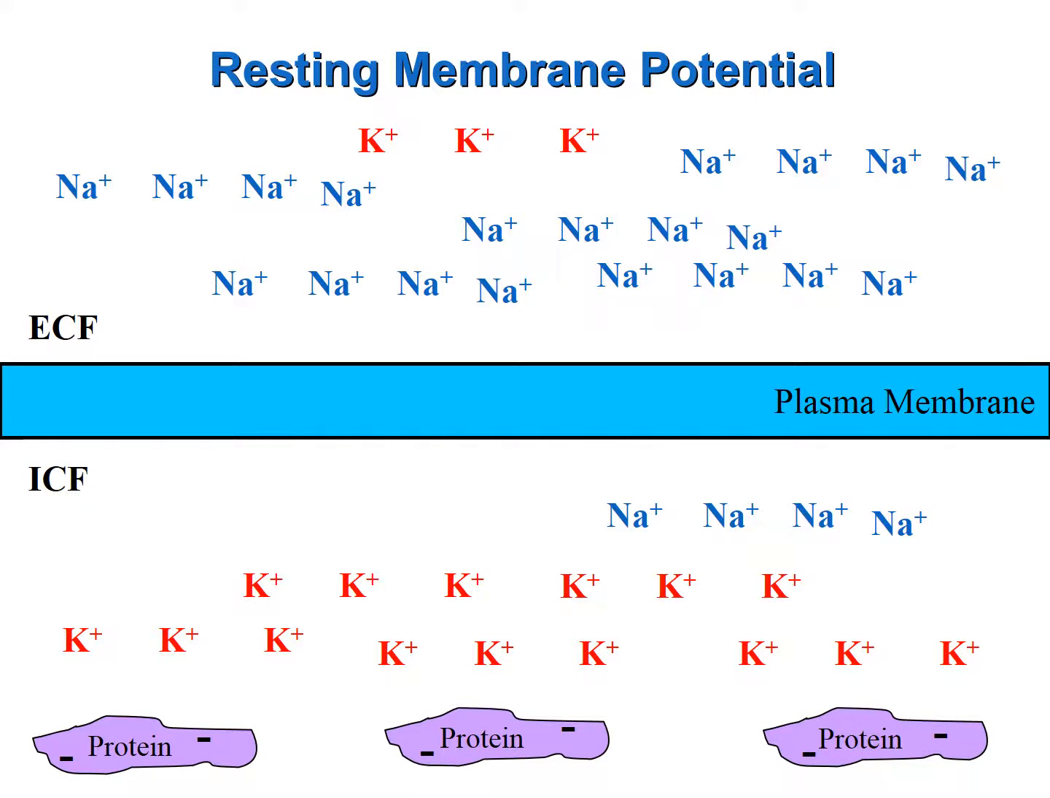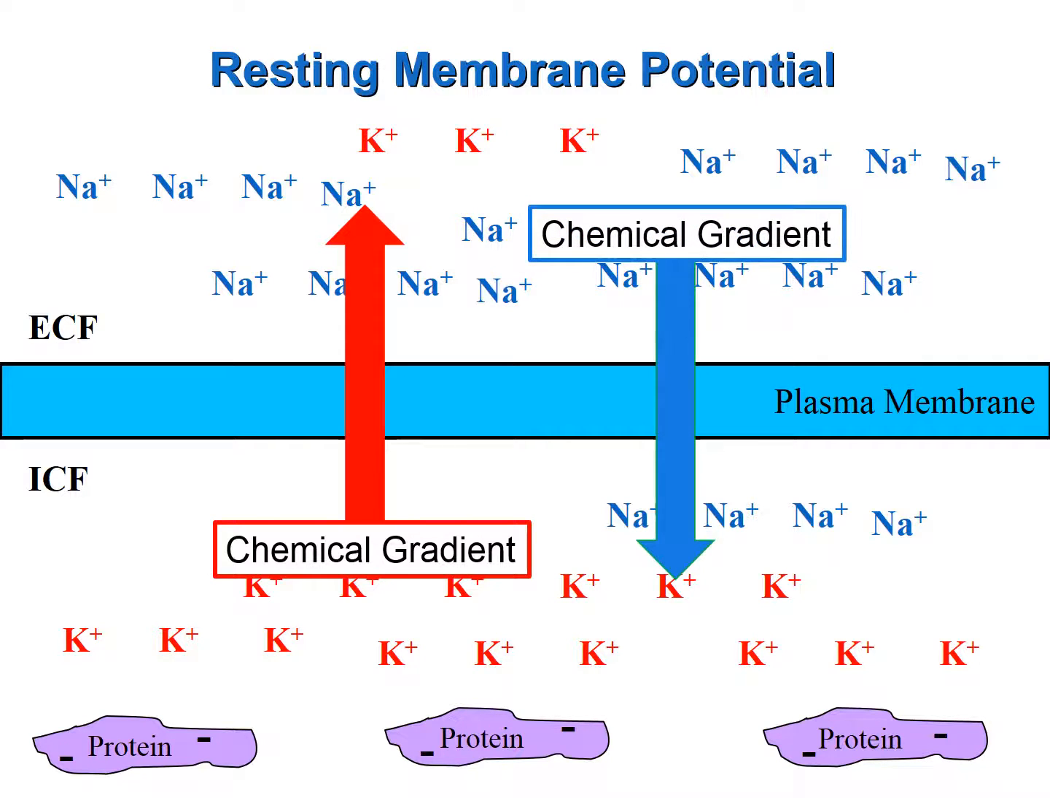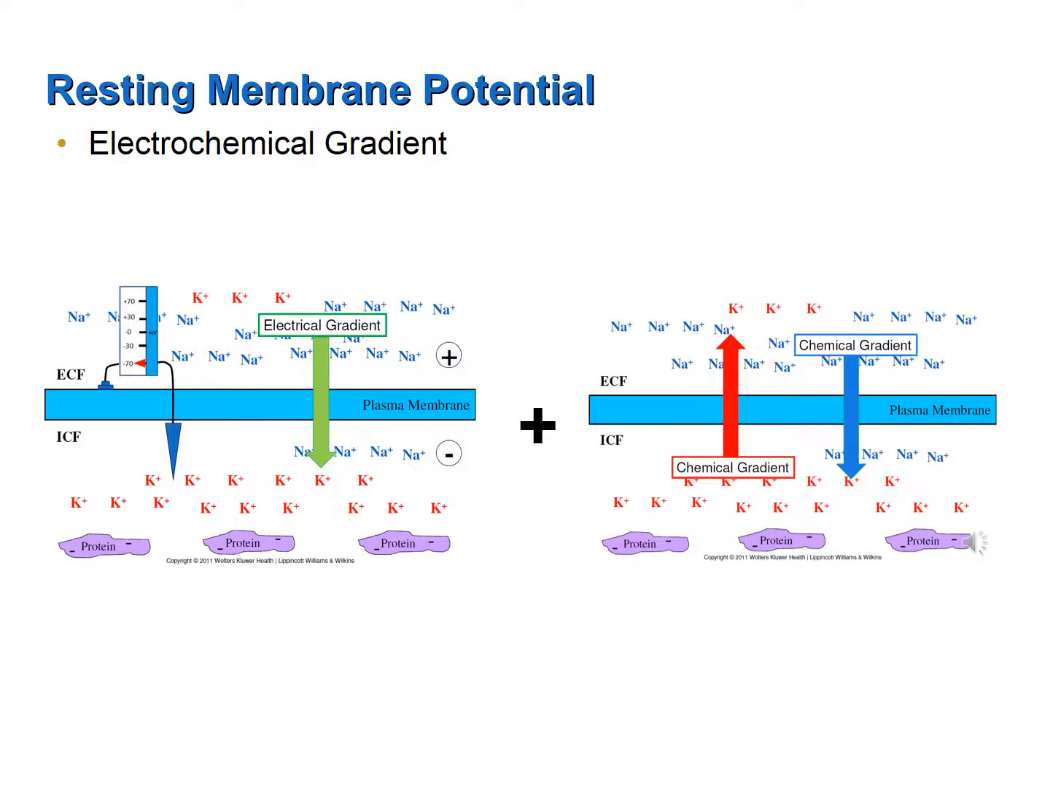In addition to the electrical gradient, we also have chemical gradients due to the higher concentration of potassium ions inside the cell relative to outside the cell, and the higher concentration of sodium ions outside the cell compared to inside the cell. Combining the electrical gradient and the chemical gradients, we could further describe the resting membrane potential resulting from an electrochemical gradient.